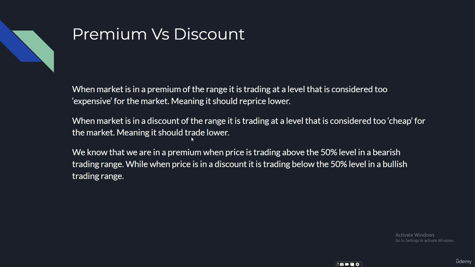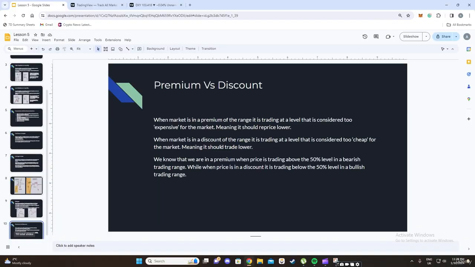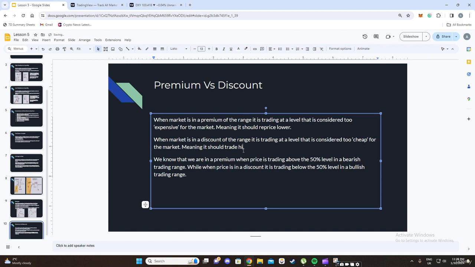No, there was a mistake here, excuse me. So when market's in a discount of the range, it's considered too cheap, right? So the market should trade higher. I don't know why it says lower. Made a mistake, so let me just change it real quick. Should trade higher.